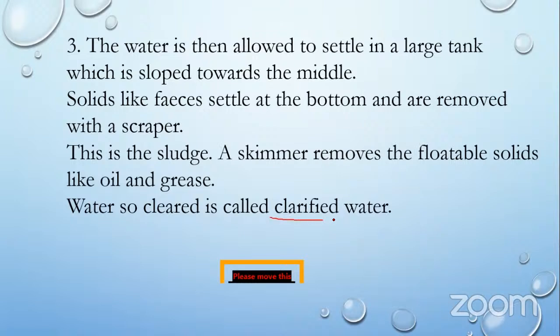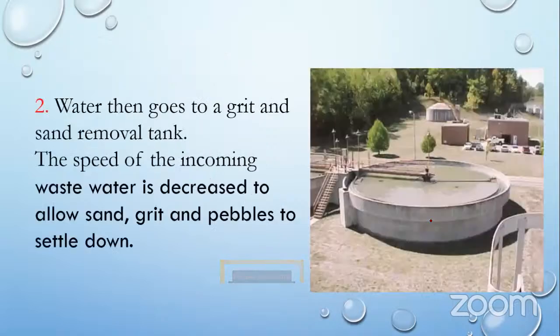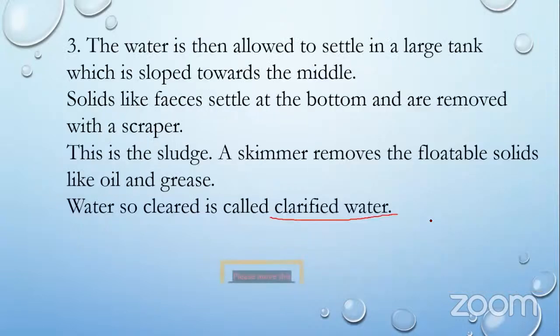It is called as a clarified water. So this also may come in the questions. From the water, large cans and plastic covers are removed, and then in the second step, what is done? See, sand and pebbles are removed, and in the third step, feces, animal waste, and oil and grease are also removed. Then that is called as sludge. That waste is called as the sludge, and the skimmer will remove the oil and grease. Then the water we obtain, this is called as the clarified water.